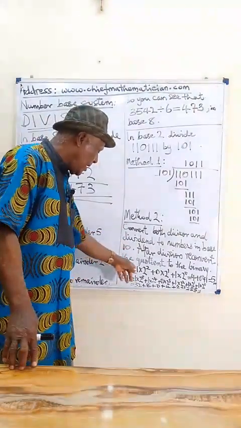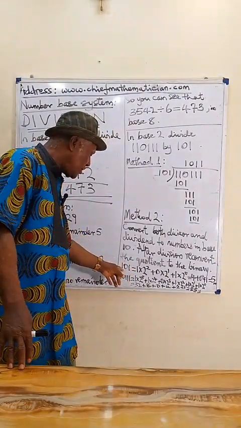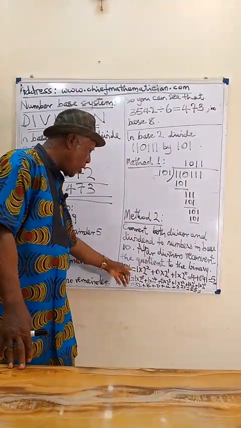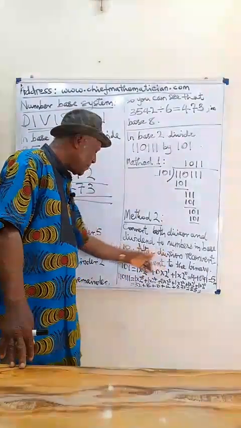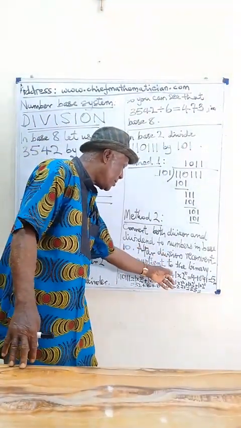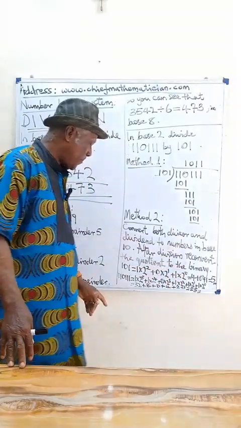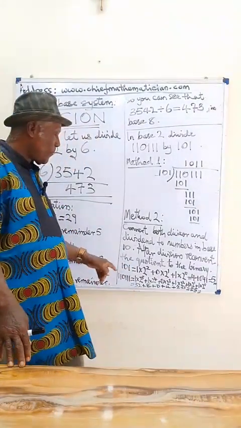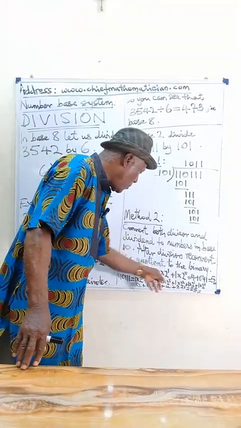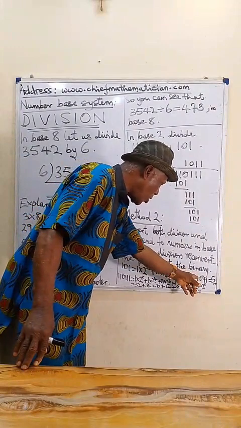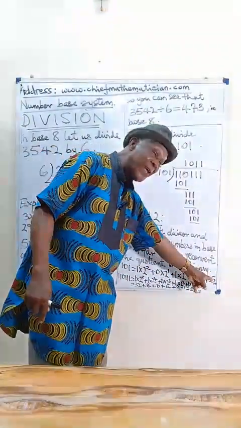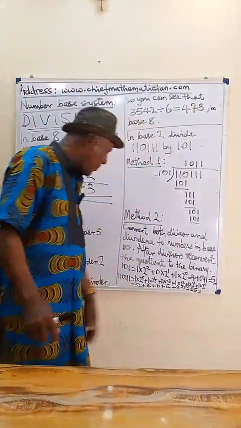So this is equal to 1 times 2 to the power 2 plus 0 times 2 to the power 1 plus 1 times 2 to the power 0. That is the place values of these digits, which will give you 4 plus 0 plus 1, which is 5 in base 10. 5 in base 10.